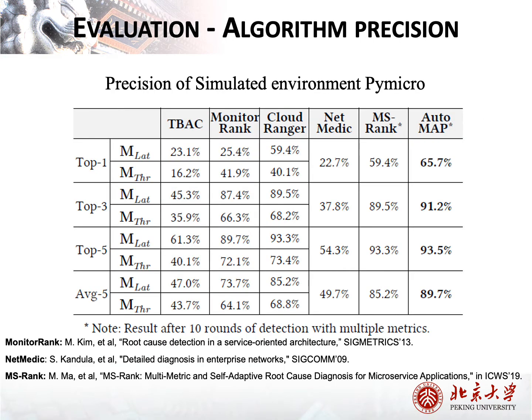In the last part, we showed our evaluation result. The first experiment showed the precision of algorithms for the top K result. We compared the result precision using latency and throughput for single metric methods: TBAC, monitor rank, and cloud ranger. And we chose 2 kinds of multi-metric algorithms, that is, mathematic and MS rank. Their results are calculated after 10 rounds of diagnosis.